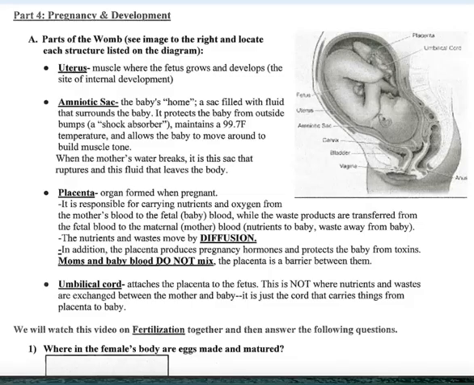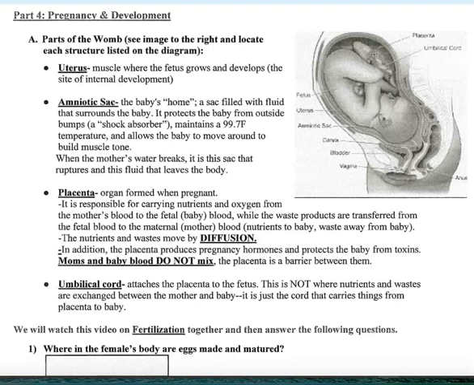So the last part that we're going to talk about in reproduction is pregnancy and development. We're going to look at the parts of the womb, which you see on the right, and we're going to locate each structure listed in the diagram. So you have the uterus. This is a muscle where the fetus grows and develops. It's the site of internal development.